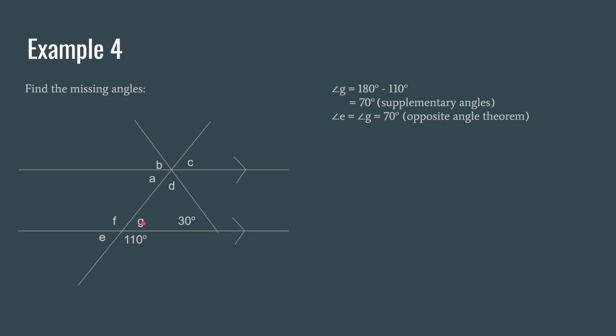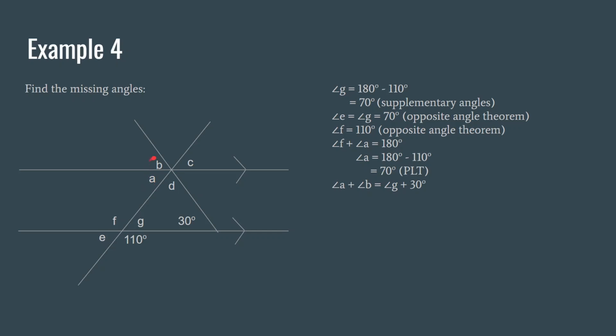Angle E is equal to angle G, which is equal to 70 degrees because they are opposite angles. Angle F is equal to the opposite angle of 110 degrees. Angle F plus angle A is 180 degrees from the parallel line theorem. This means angle A is 180 degrees minus angle F, or 70 degrees.